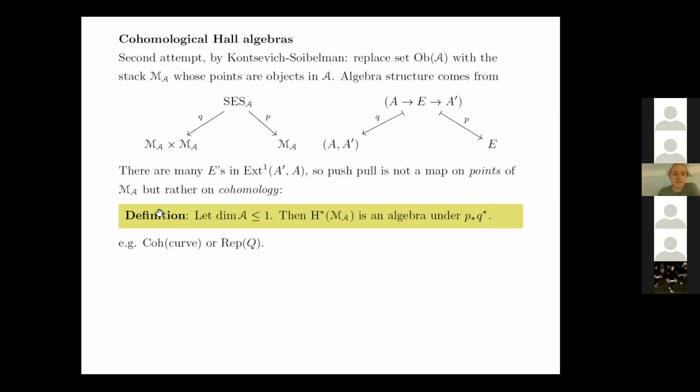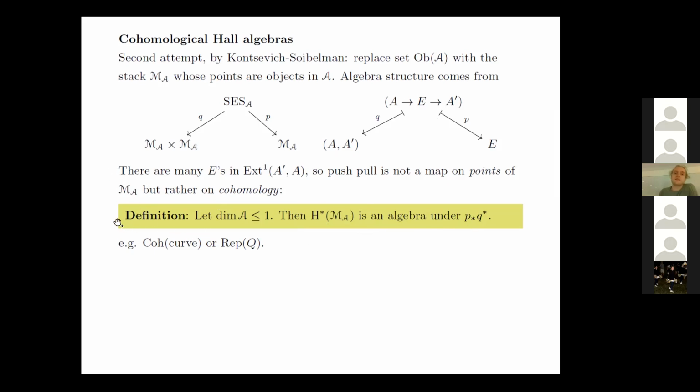So this is the definition of cohomological Hall algebra in the simplest case. If the homological dimension of this abelian category is less than or equal to 1, with examples being coherent sheaves on a curve or representations of a quiver, then the cohomology of this moduli stack is an algebra. Here cohomology means l-adic cohomology, de Rham cohomology, basically any cohomology theory coming from a sheaf theory with the six functors, but for the future I'll just say cohomology. The cohomology of this moduli stack is an algebra under the product push-pull. So this is an algebra structure coming from extensions as before.